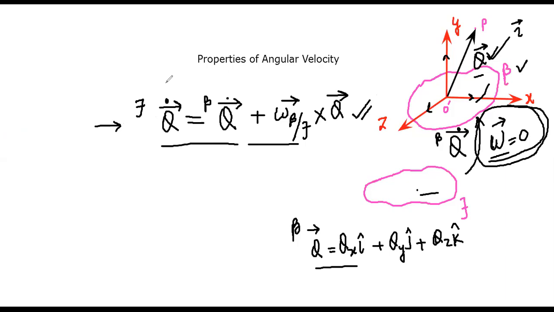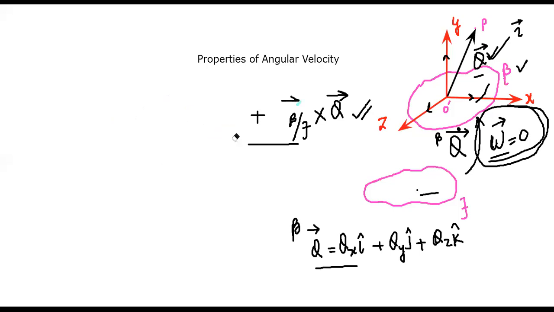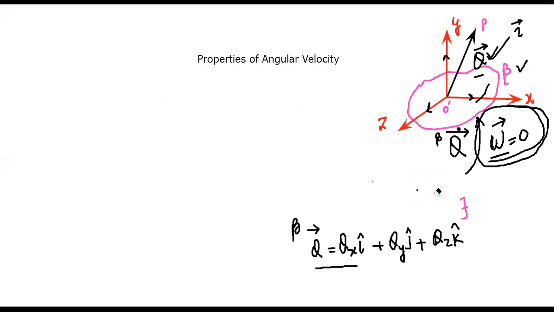So this was property one of the angular velocity. We call this the derivative formula. It relates the two derivatives. The second property is uniqueness of the angular velocity vector. The angular velocity vector is unique. So students need to remember this formula. The second property that we will be discussing now is what we call the uniqueness of the angular velocity vector.